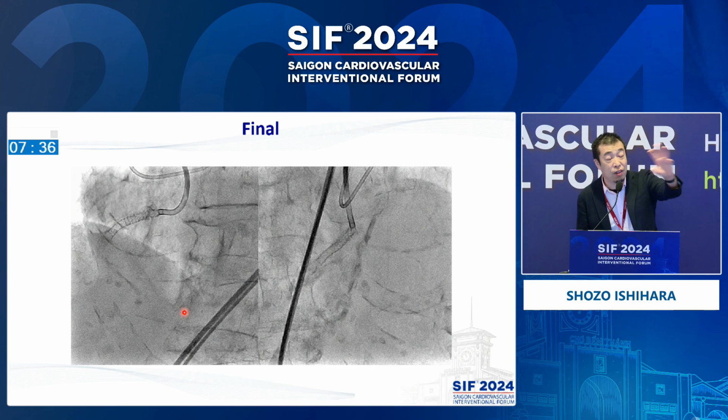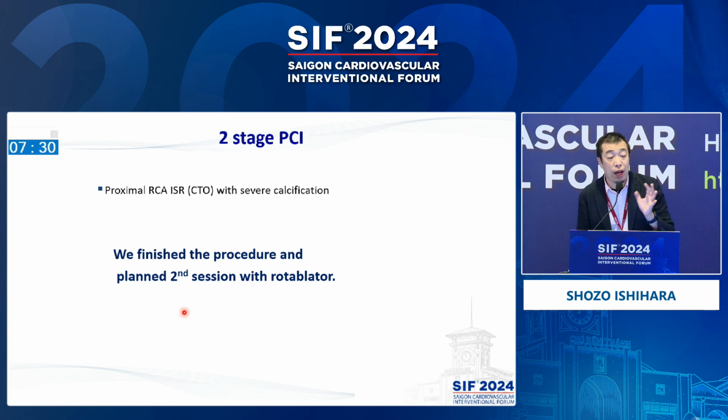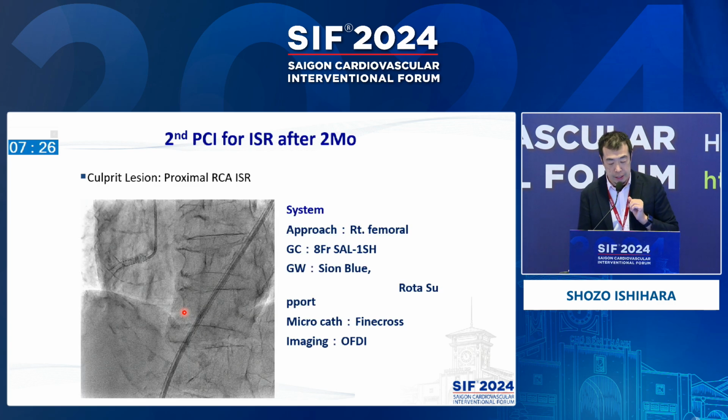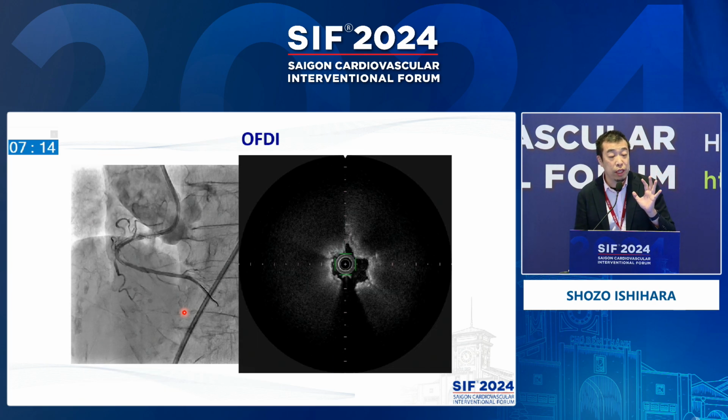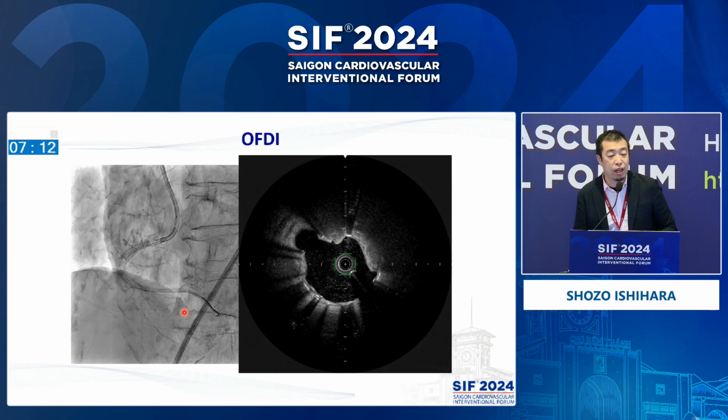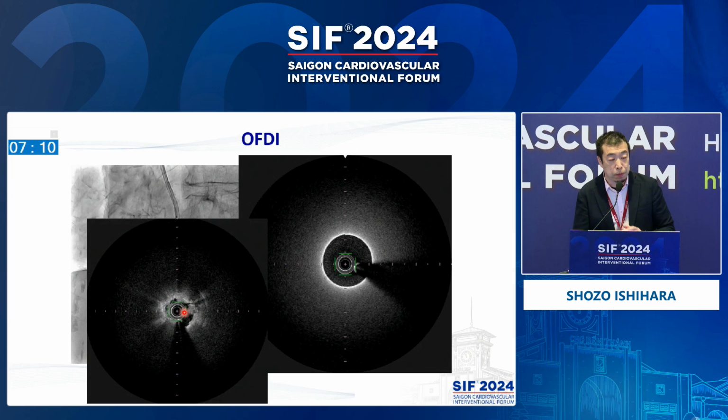But of course, TIMI 3 flow was obtained, but not so expanded. So we planned a second session with rotablator for stent ablation. I use the 8 French guiding and also the rotablator. This is our CT image. So we can see the very severe calcification, and also the stent is not expanded in the calcium like this.